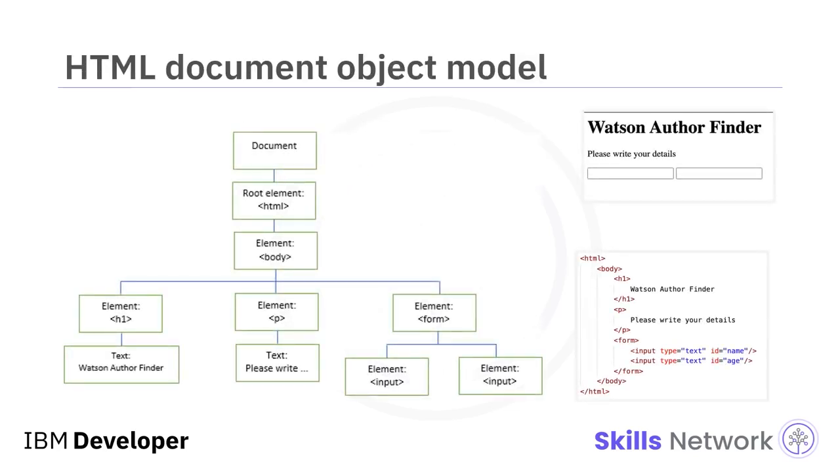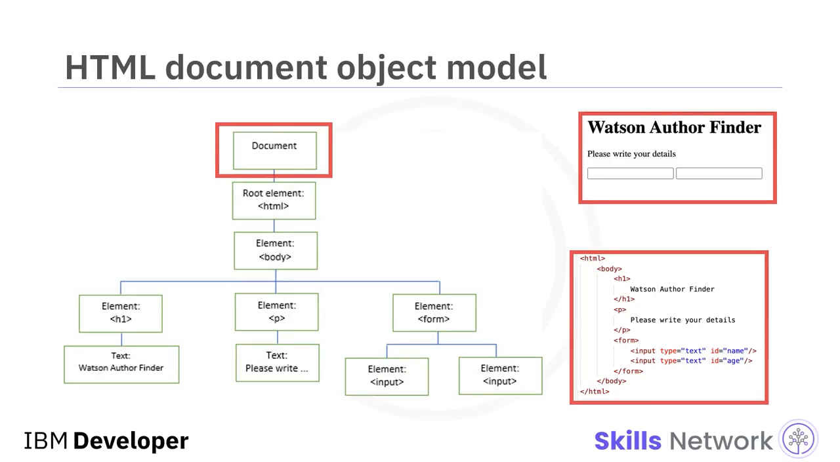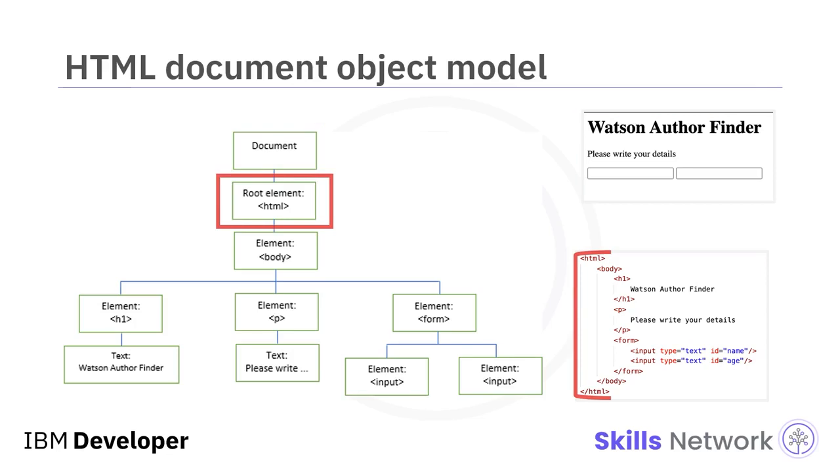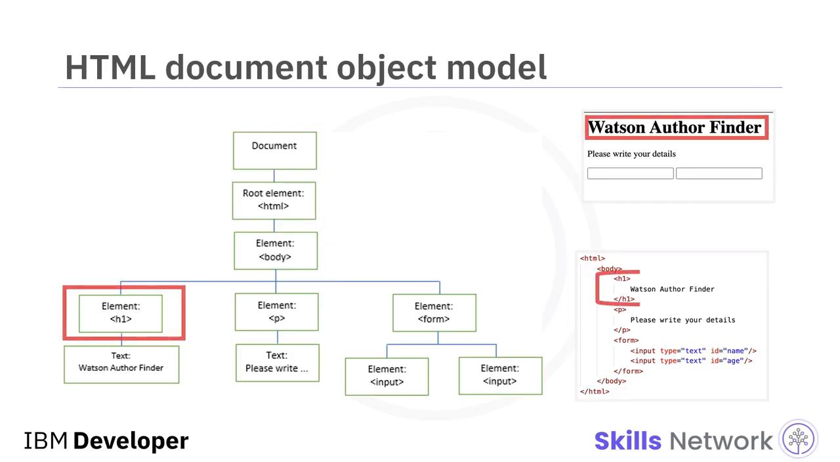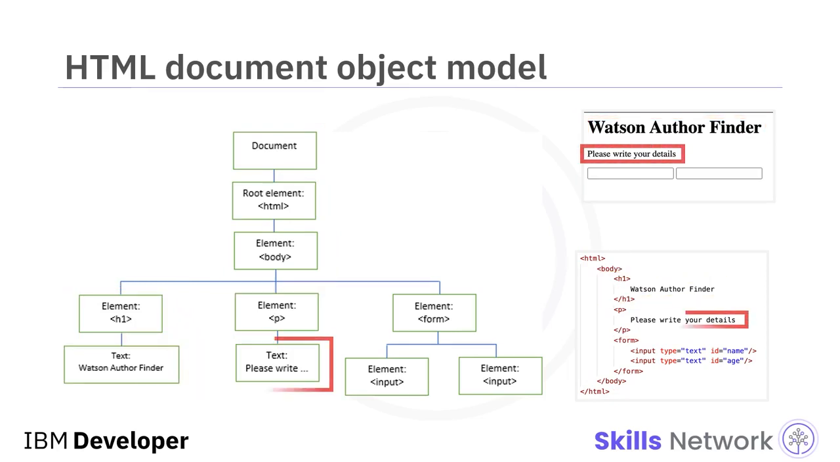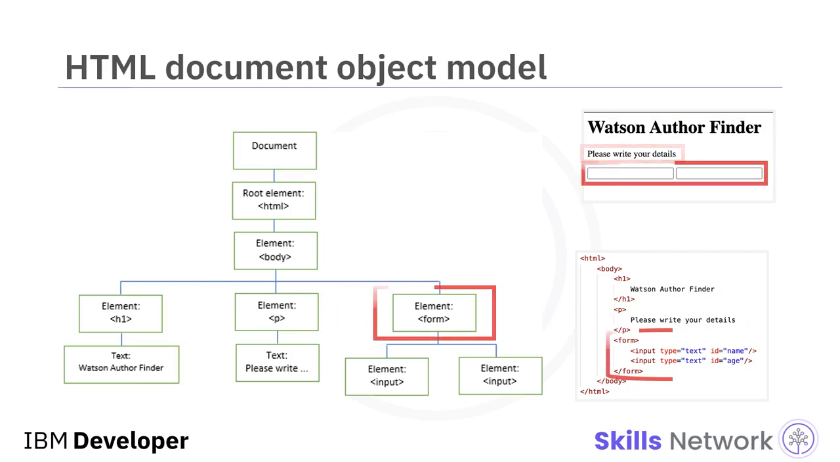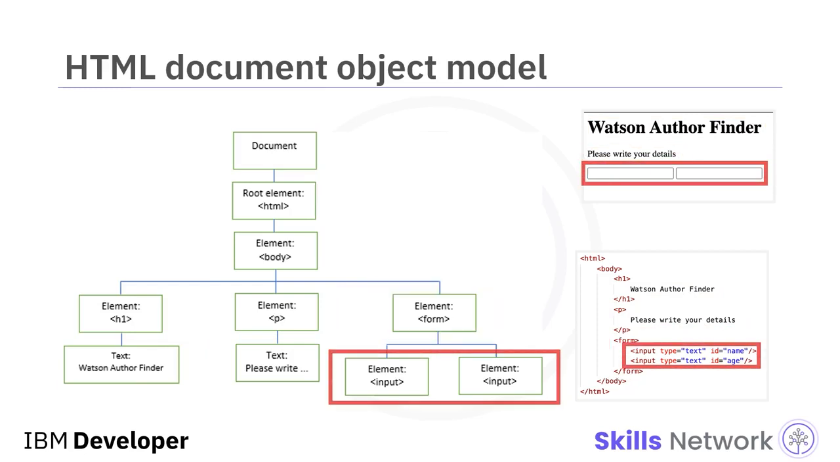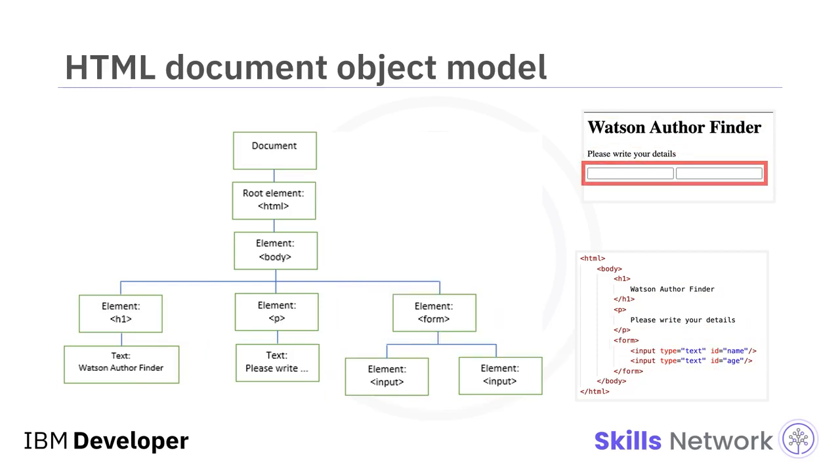This image shows HTML as a DOM. This includes the document, which is the entire HTML page, root element HTML, and a body element. Inside the body, we have H1 with a text element inside, P with a text element inside, and a form element with two input elements. The document will be rendered as a page. In React, some of these elements will be rendered as a React component.